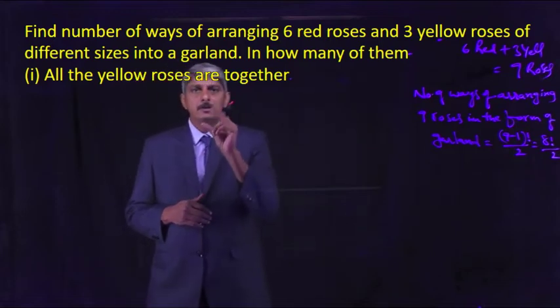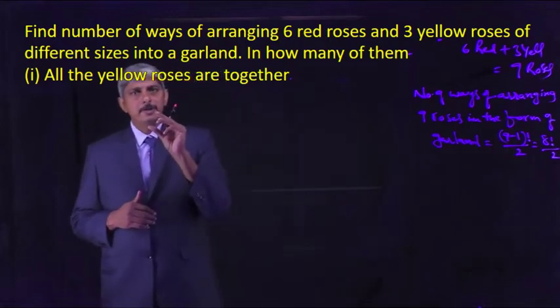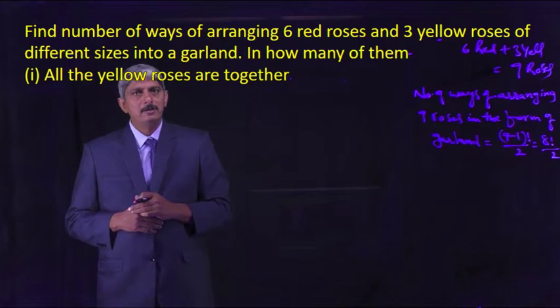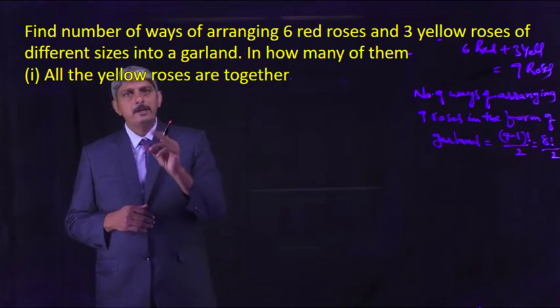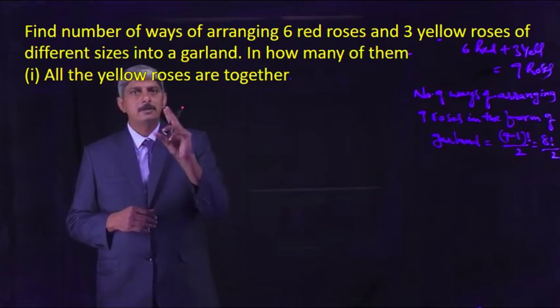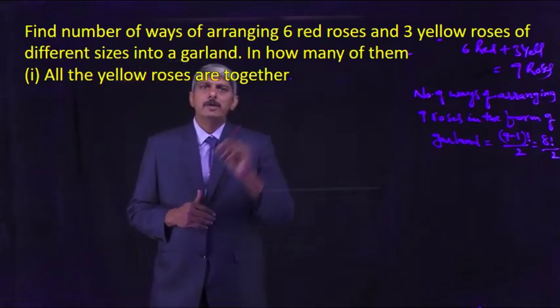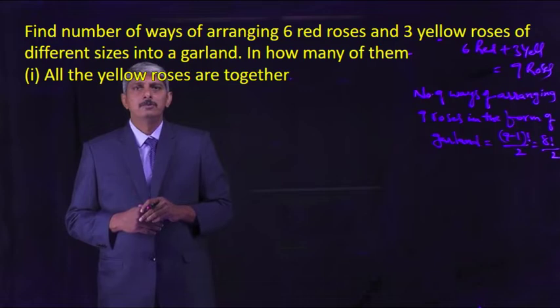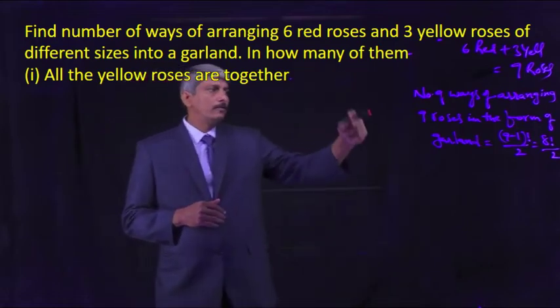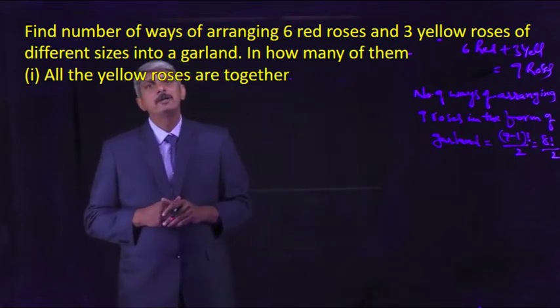While applying circular permutations, the number of circular permutations is n minus 1 factorial. But in the case of a garland, necklace, or chain, these are called hanging type arrangements. In these cases, we apply the formula n minus 1 factorial divided by 2. So these are the total number of arrangements in the form of a garland.